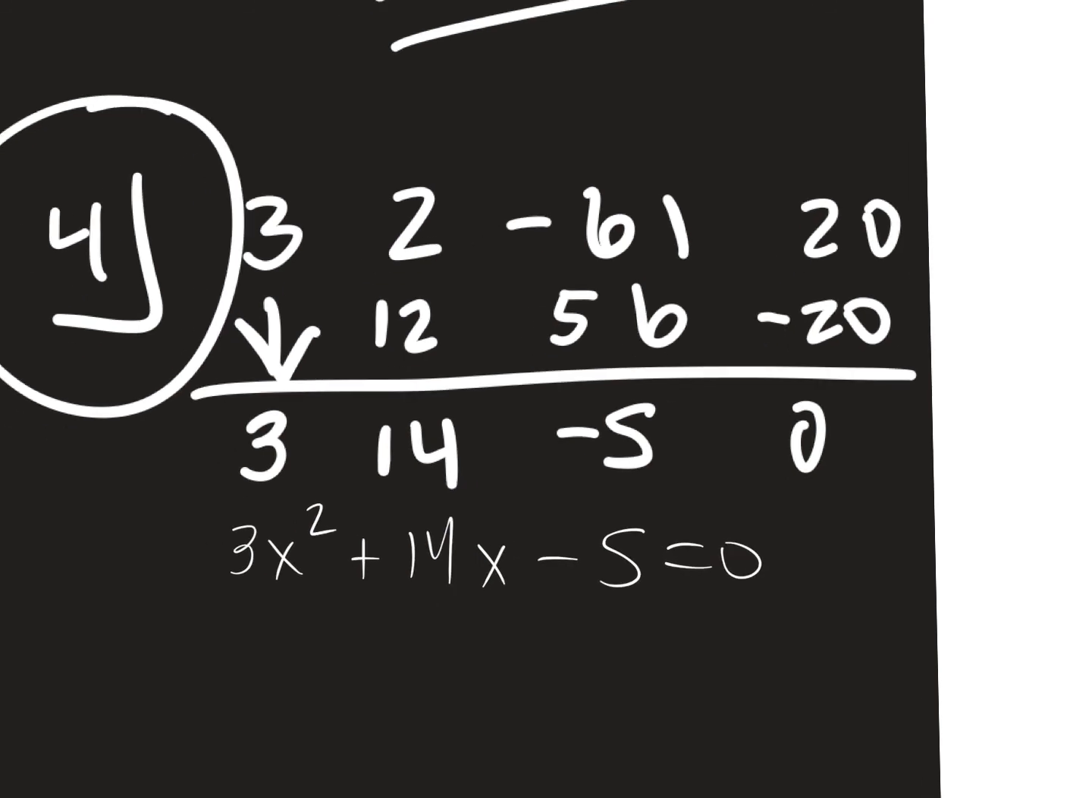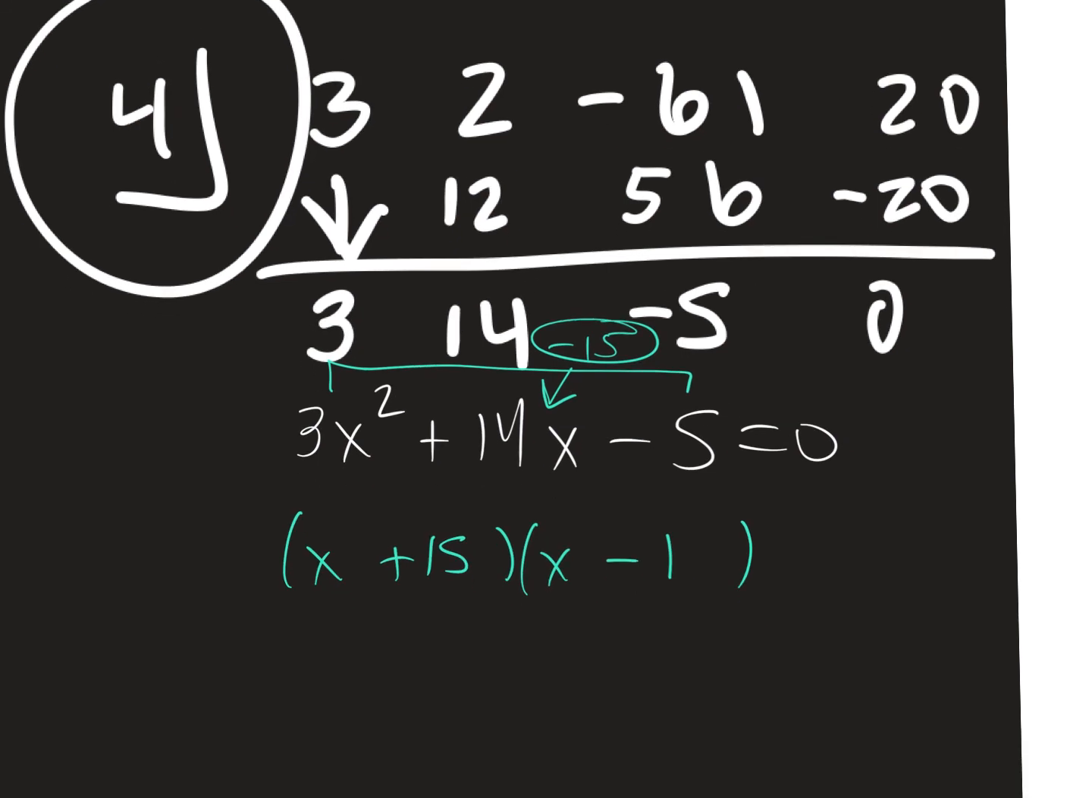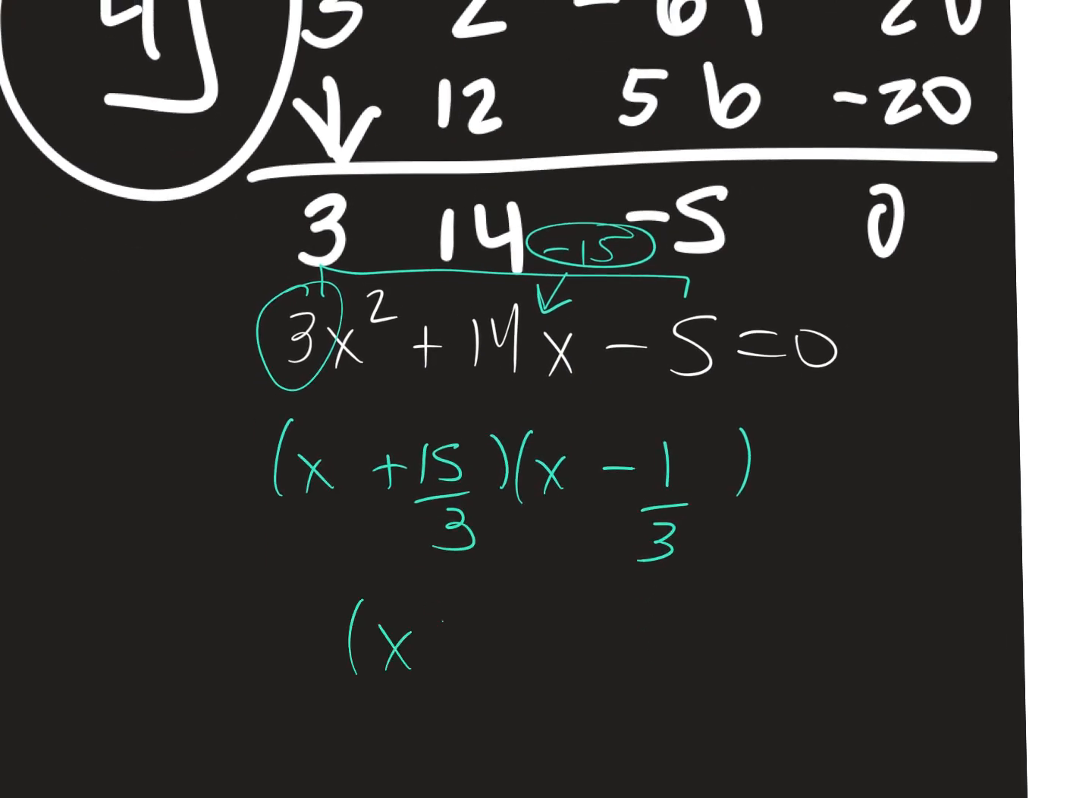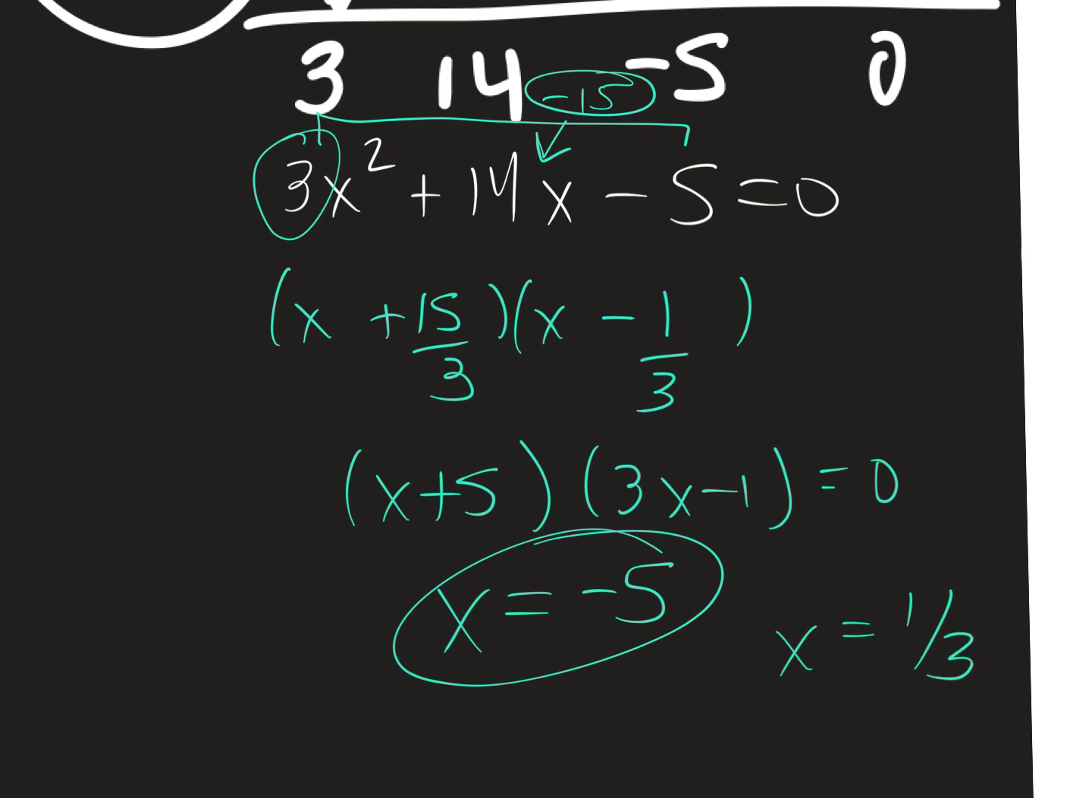Now before you jump to quadratic, let's see if this factors. So factors of negative 15 that multiply to give me negative 15 and add to give me 14. Well, I think we can figure that out, guys. I have positive 15 and a negative 1. That gives me a negative 15 when I multiply and a positive 14 when I add. Then since my a term is not 1, I'm going to divide both by 3. So I'm left with x plus 5 and 3x minus 1, both set equal to 0. So when I solve those two, I get x equals negative 5, and I get x equals positive 1/3.